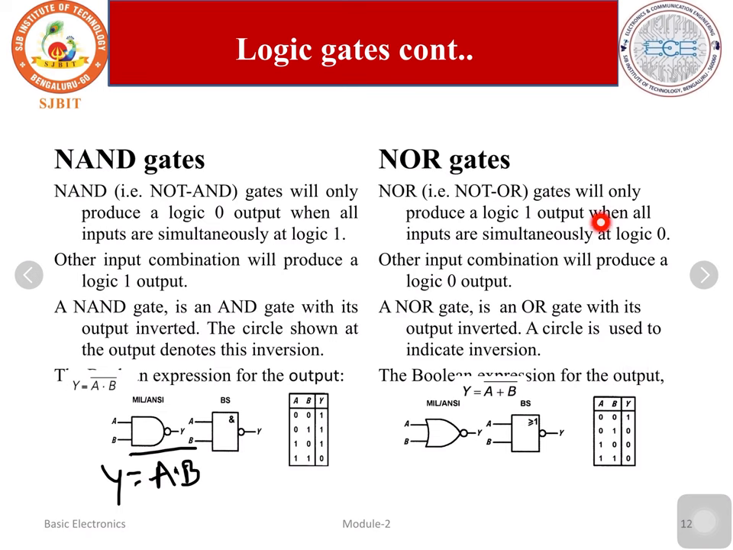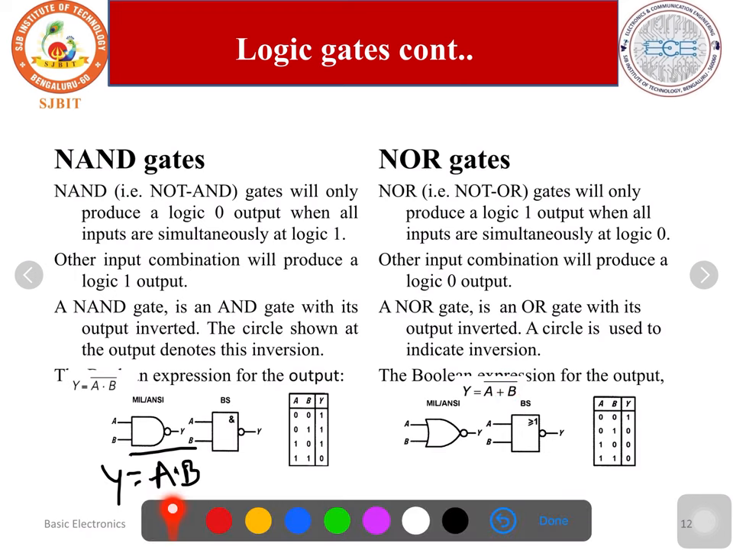The NOR gate will only produce a logic 1 output when all inputs are simultaneously at logic 0. All other combinations, that is 0 1, 1 0, 1 1, will produce a logic 0 output. A NOR gate is an OR gate with its output inverted. For that, Y is equal to A plus B whole bar. So this is about the NOR gates. These NAND and NOR gates are called the universal gates.